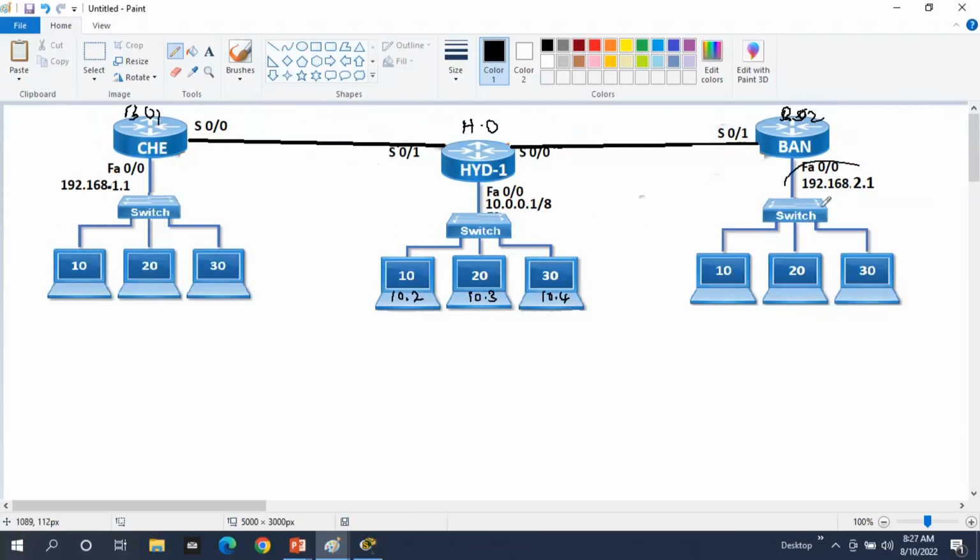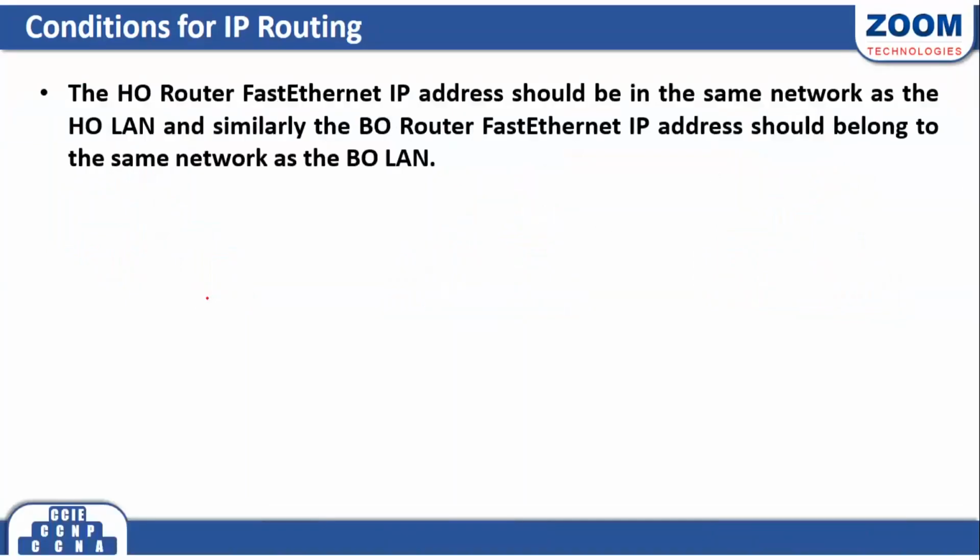Branch office 2 LAN interface IP and LAN user IP address should be in the same network. If it is 2.1, users should be 2.2, 2.3, 2.4. If it is 1.1, then 1.2, 1.3, 1.4, like this. This is condition number one.